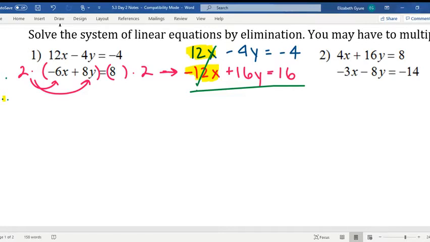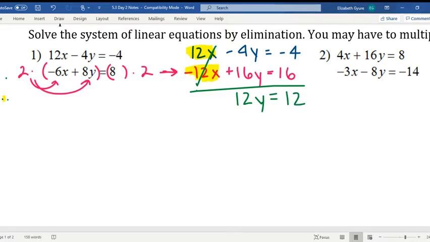Mason B, what's negative 4y plus 16y? Negative 4y plus 16y. What do you think, Mason? Don't know where Mason is. Nick Lopez, what do you think negative 4y plus 16y is? Good. Yep, 12y. Thank you. And then here we actually end up with the same numbers. Negative 4 plus 16 is also 12.